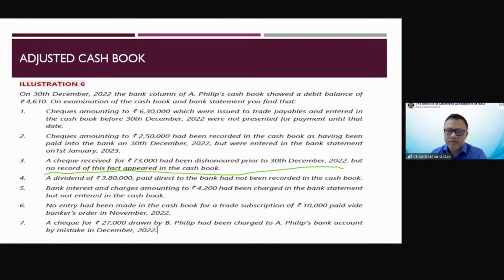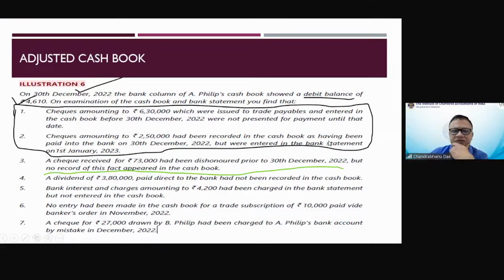Sir, we should not adjust this entry, no, sir. This is not the mistake of the cashier. Let us see what the question says. First of all, we can see here that checks issued and checks deposited have been mentioned. I think you all know. Yes.